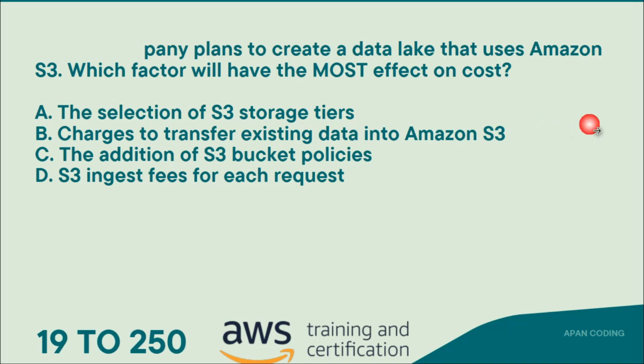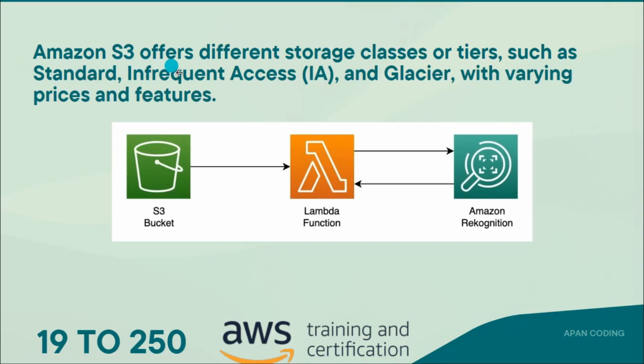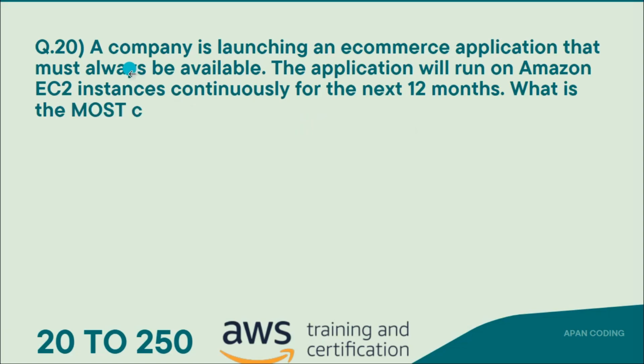Now moving on, we will see the explanation here. Amazon S3 offers different storage classes or tiers such as Standard, Frequent Access, Infrequent Access, and Glacier, with varying pricing and features. Glacier is a storage facility, and S3 also provides storage facilities. Now moving on to question number 20.